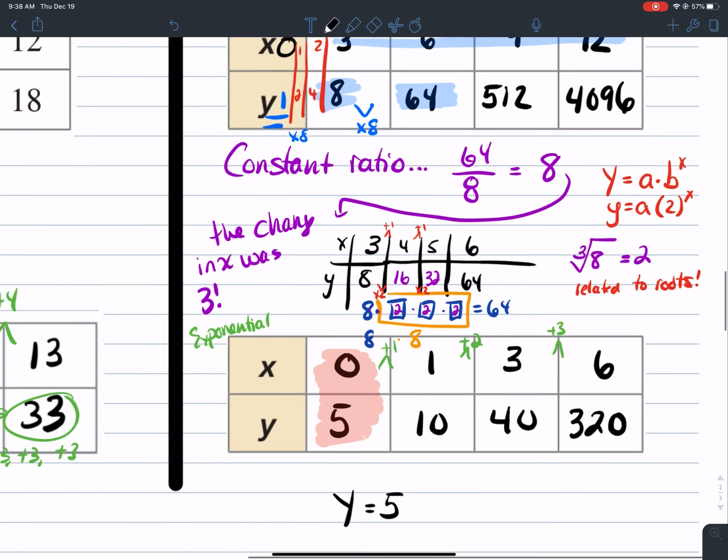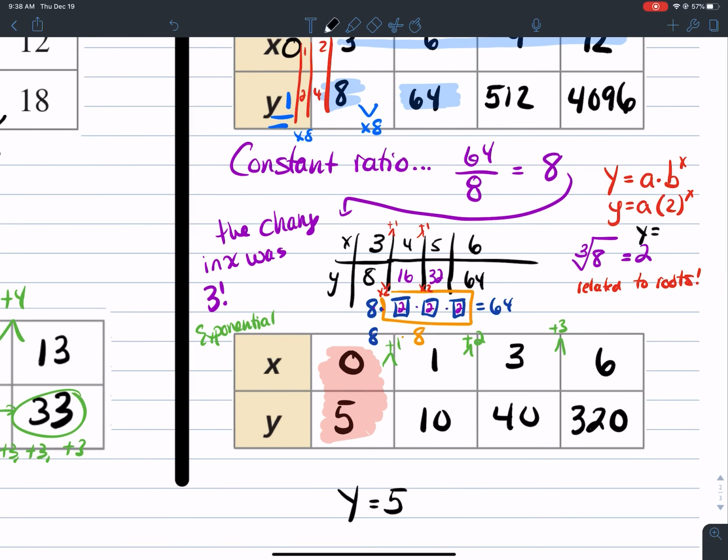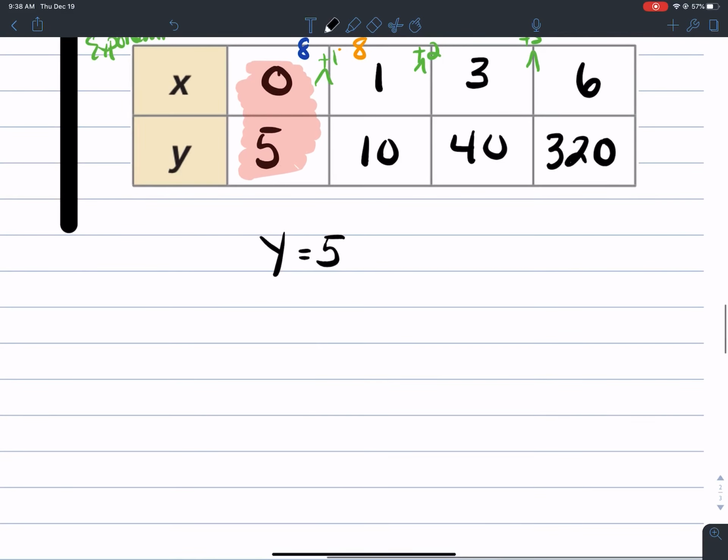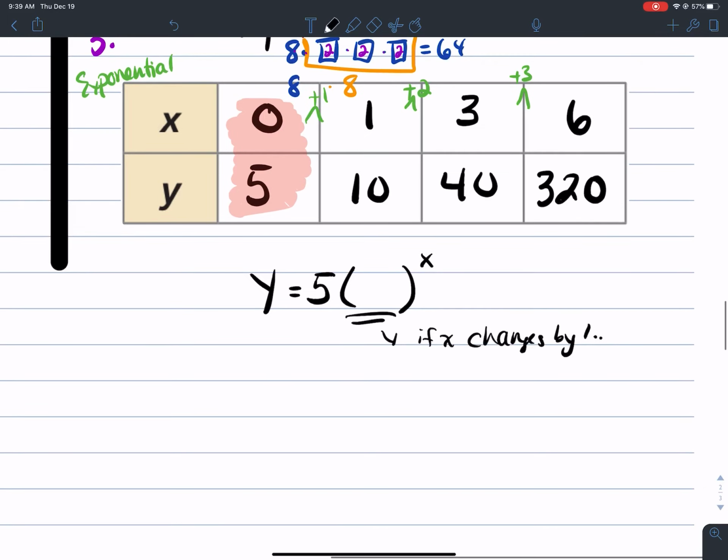I'm sorry, I forgot to write that example up here. Our a value up here is 1. So let's just do that right now. But here, what we see is if x is 0, our y value is 5. So we have to figure out what is our constant multiplier? And remember, this number is what we multiply y by if x changes by 1. So what we see here is, well, this is where x changes by 1. It increased by 1. So what did I multiply 5 by to get to 10? Well, that must have been 2.